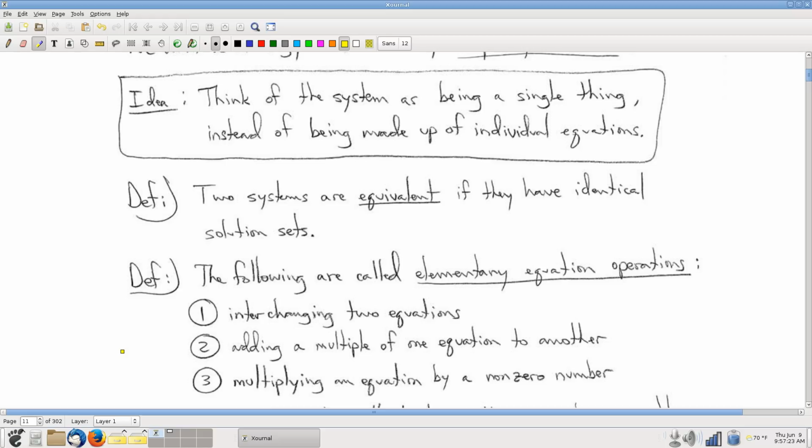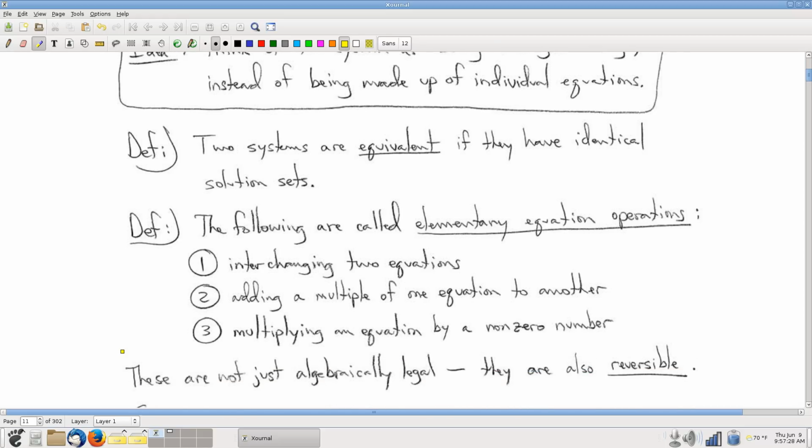Okay, now, why do we care about elementary equation operations? Importantly, now obviously these are all algebraically legal, right? If you take 2 equations, it is perfectly legal to add one to another, or to multiply by a scalar and then add to another, or rewrite them in different positions. I mean, this is all perfectly legal, but that's not the point. What makes these elementary equation operations special is that they are reversible.